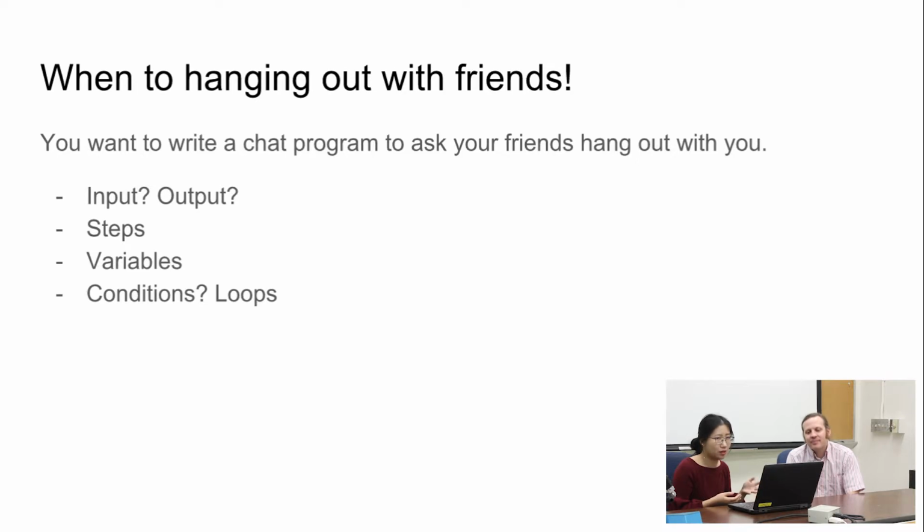Just like AJ already mentioned, you can ask a couple questions. So first of all, the program wants to take the user's input, and you send that input to your friends. This is the second step. And the third step is that you get the response from your friends. And the fourth step is that depending on their answer, you decide whether to hang out or not.